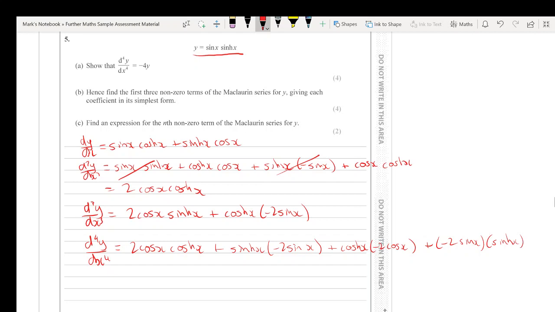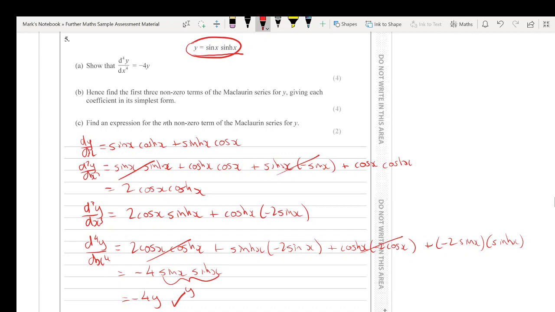Right, now we have a 2 cos x cosh x and we have a minus 2 cos x cosh x, so that will go with that one, and therefore d4y dx to the 4, we've got a minus 2 sine x sinh x and another minus 2 sine x sinh x, that's a minus 4 sine x sinh x. And because that is actually y from above, that's why it's minus 4y. So there's your first, that's 5 part A.